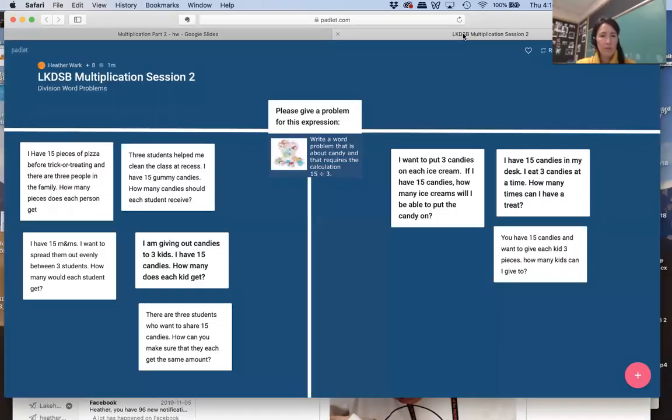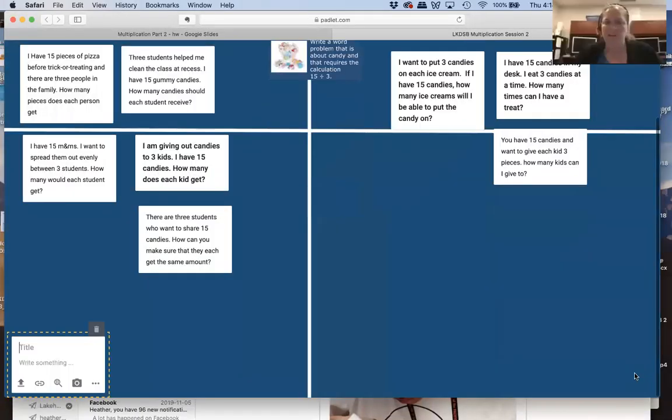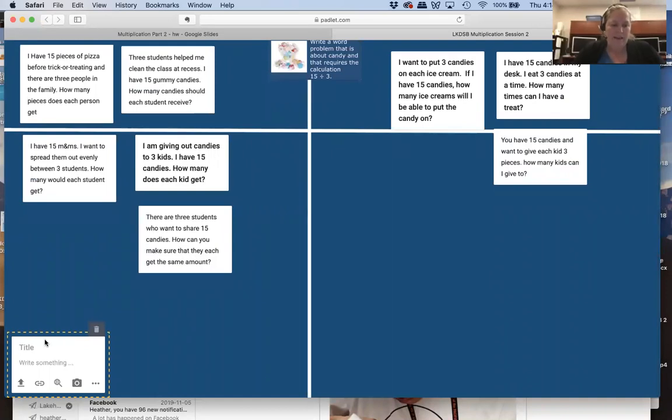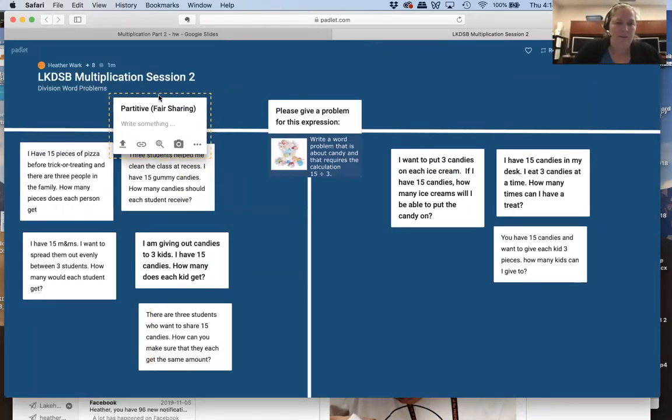So in our Padlet, sorry, I'm making everybody dizzy, I'm going to give these a label. I'm going to call the left side partitive division, which is also called fair sharing, and put that up here.